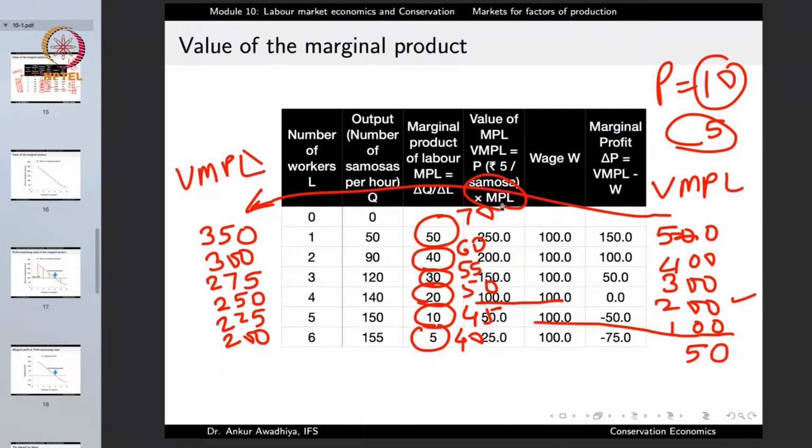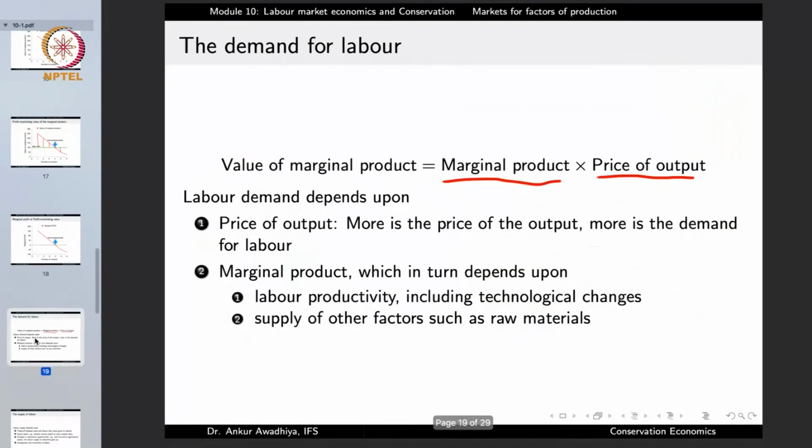Now in this case, if the wage rate remains the same, then even the sixth labor will be hired, because the value of the marginal product of the labor is 200 rupees, whereas the wage is only 100 rupees. So what we are observing here is that if you increase the marginal product of the labor, or if you increase the price of the output, the value of the marginal product of the labor increases, and this would change the demand for the labor. It would determine how many labor are going to be employed.